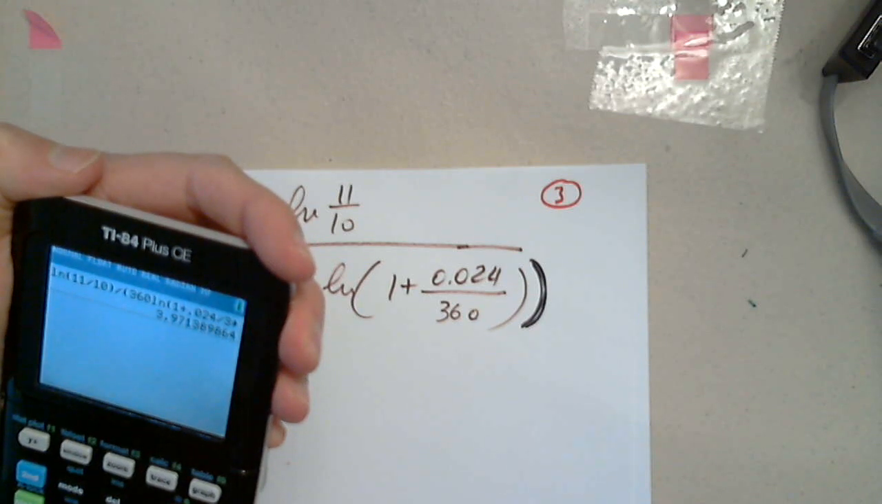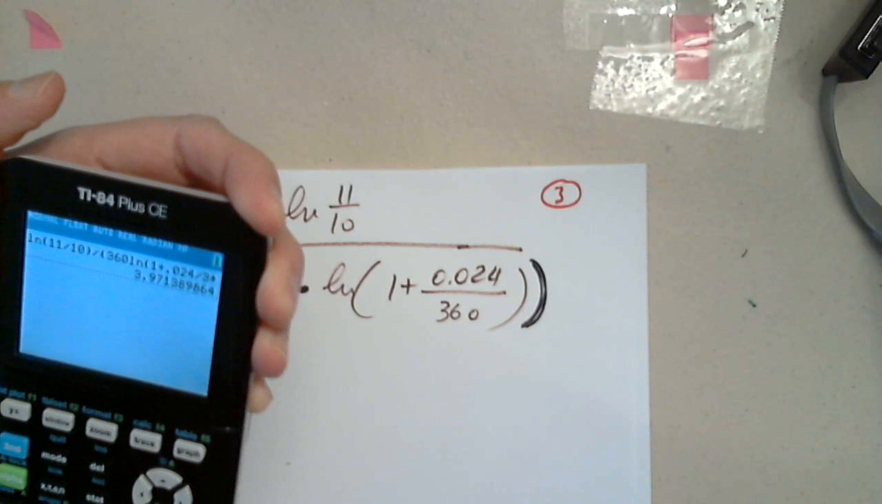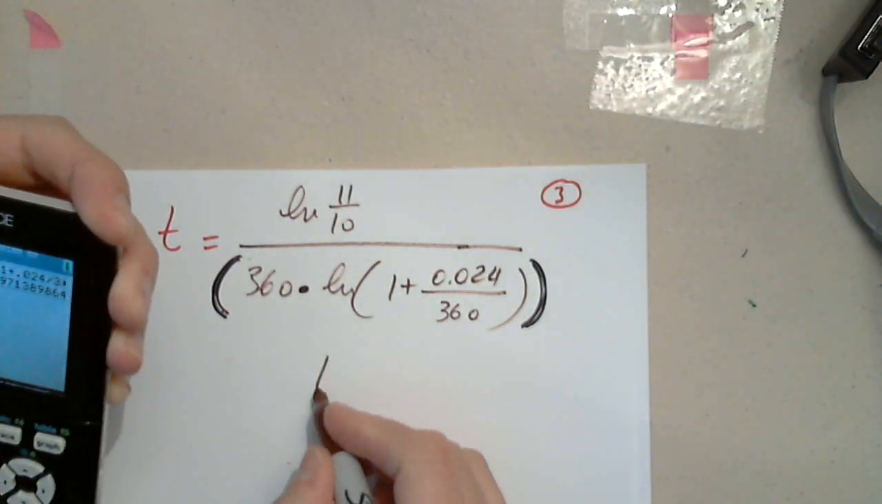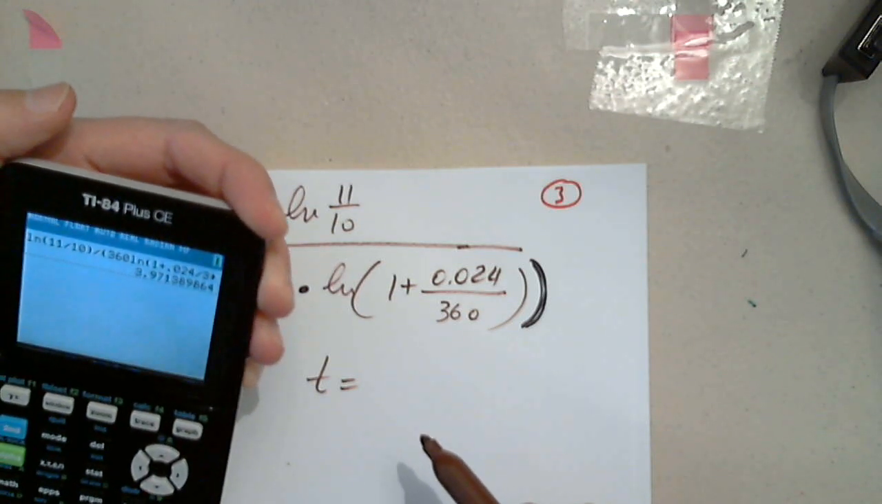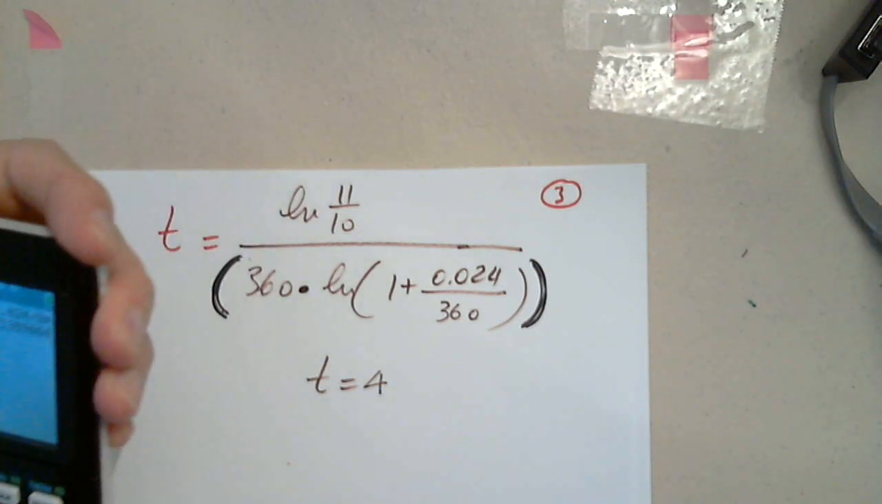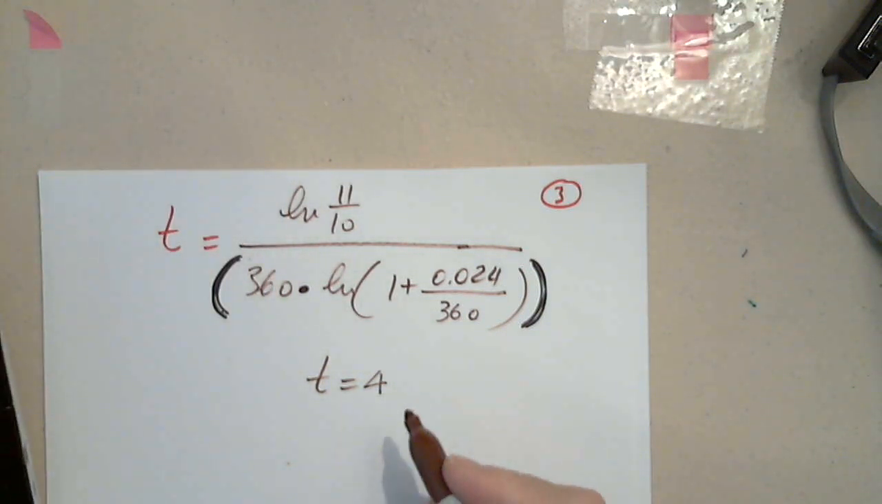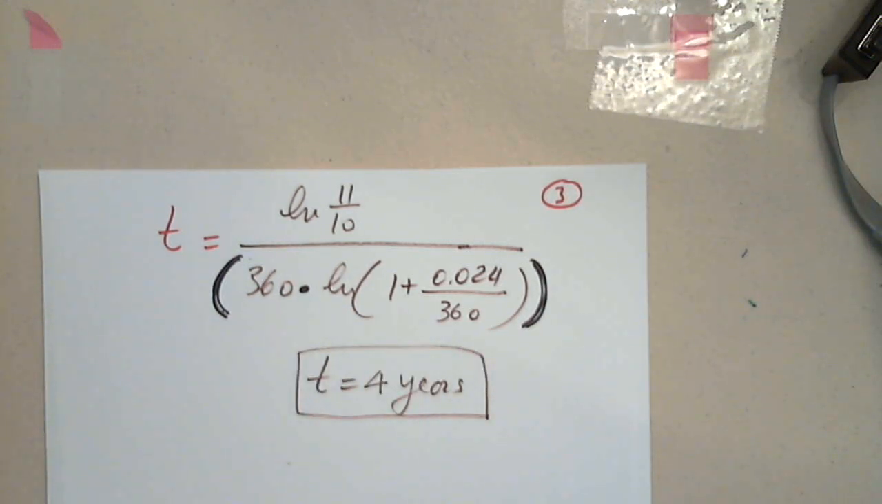you get 3.97. How many decimal digits do they want? They want us to round to the nearest integer? Yes, to the nearest whole number. Okay, so that's 4. Great job. Thank you. Good.